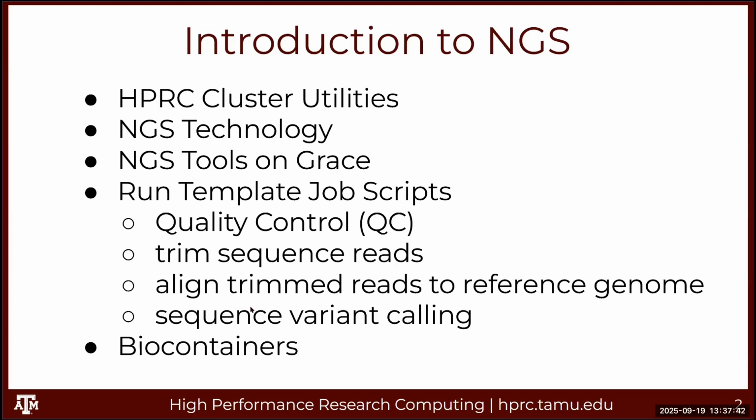And then we're gonna run 4 jobs. The first one, we're gonna look at some raw sequence data, look at the quality of the raw sequence data. Then we're going to trim the reads, and then we're going to compare before and after trimming. And then we'll align the reads to a reference genome, and then we'll run variant calling, and you'll be able to find SNPs and indels. And if we have time, we'll cover biocontainers.